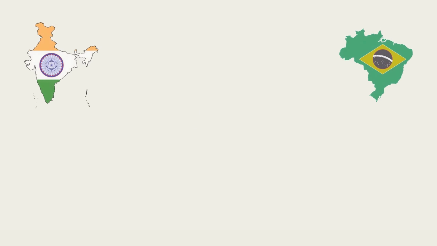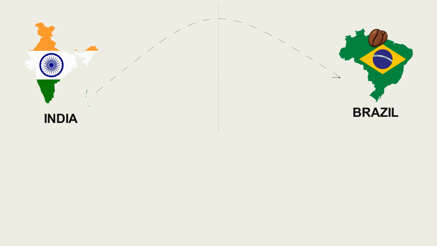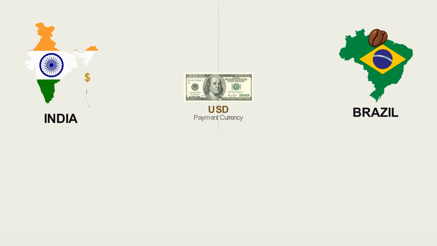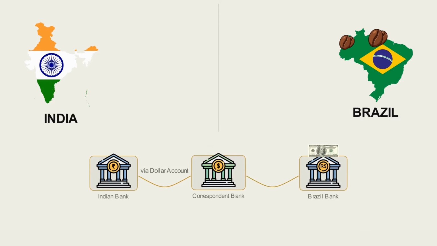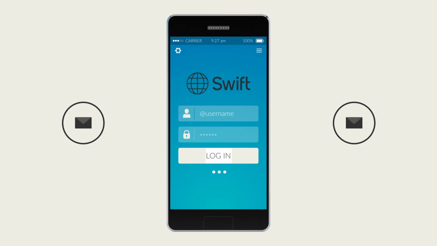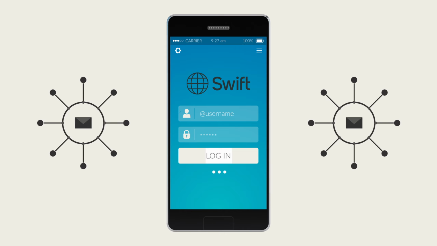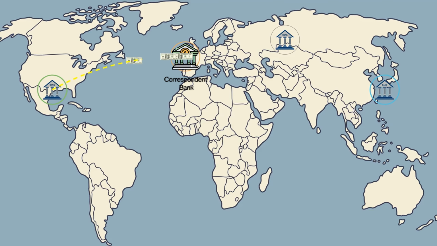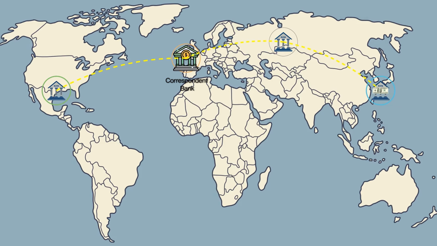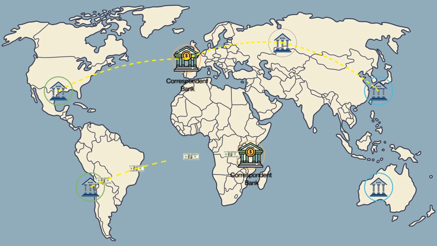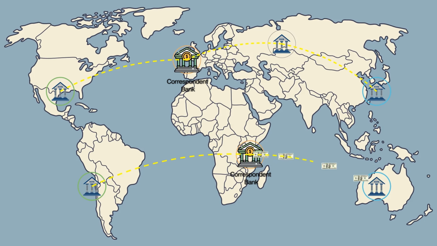Now let's see how a typical international transaction works. A company in India wants to buy coffee beans from Brazil and needs to pay in US dollars. Here, the Indian bank doesn't directly hold Brazilian accounts, so it sends the money through its dollar account via a correspondent bank. From there, the correspondent bank transfers it to the Brazilian bank. For secure money transfer, banks use SWIFT, which acts as a messaging network. Over 80% of global transactions happen via correspondent banks, and the banks charge a fee for each transfer, making correspondent banking a lucrative part of US finance.